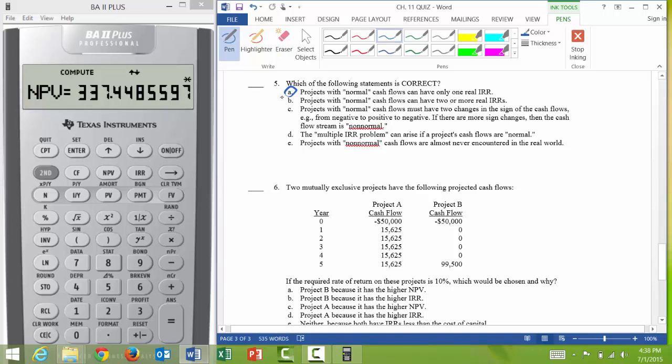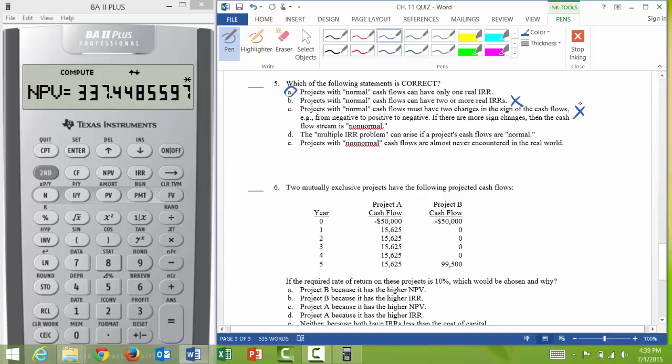So let's look at why the other ones aren't correct. So B says projects with normal cash flows can have two or more real IRRs. Well, remember that normal cash flows means that there's only one change in sign. And so if there's just one change in sign, there's just one IRR. So it's not B. And then C, projects with normal cash flows must have two changes in the sign of the cash flows. So we just said it could only have one change in sign, so that's not the answer.